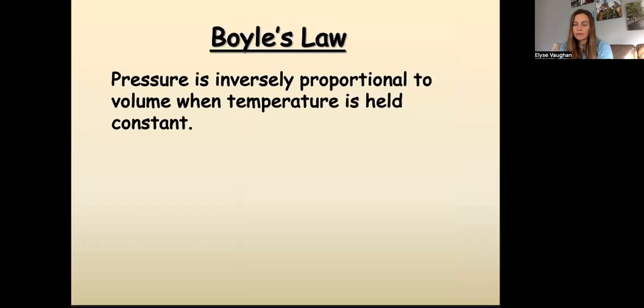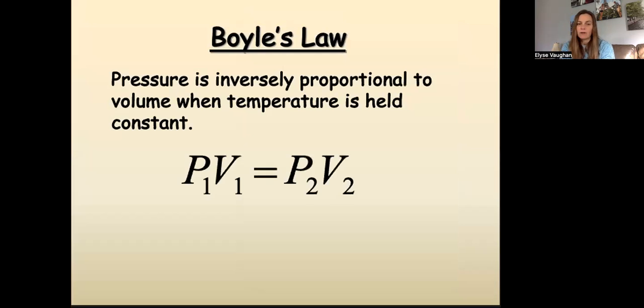We have learned Boyle's law that tells us that pressure is inversely proportional to volume when we're at constant temperature. So that means that as pressure increases, volume decreases, or as volume increases, pressure decreases. And we express that as P1 V1 equals P2 V2.